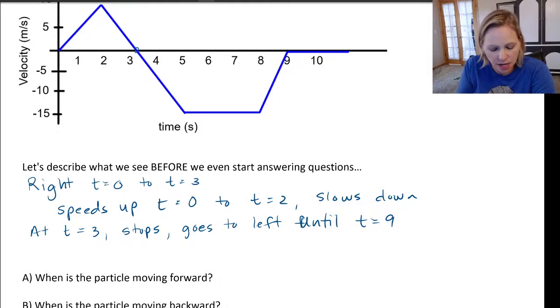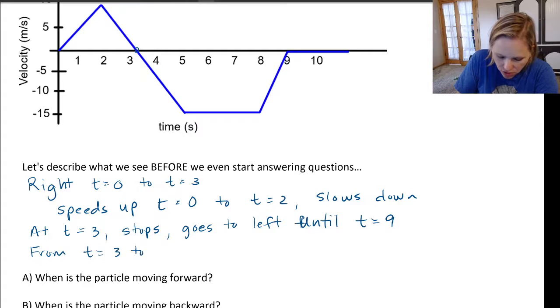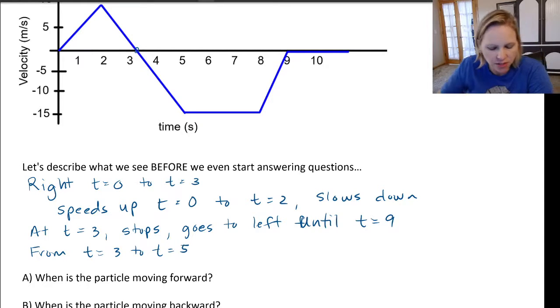But let's talk about what's happening from t equals 3 to t equals 5. Look at what's happening to the velocity. My velocity goes from 0 to negative 15 meters per second. Now remember, speed is the absolute value of velocity, so the speed here is positive 15 meters per second. I hope you can deduce that this means my particle is actually speeding up. So from t equals 3 to t equals 5, it speeds up.